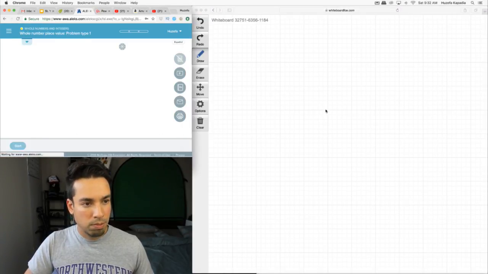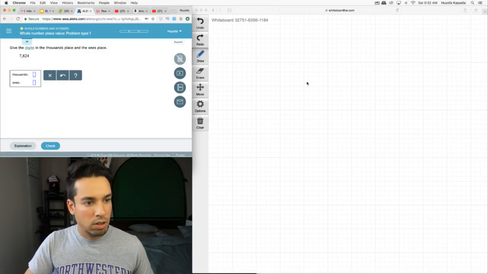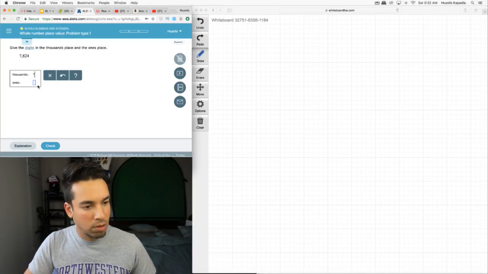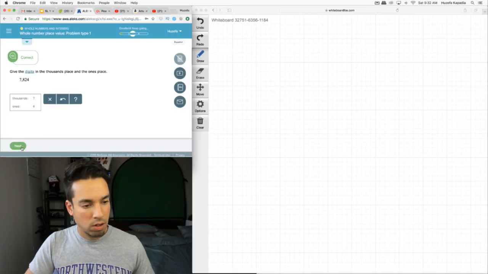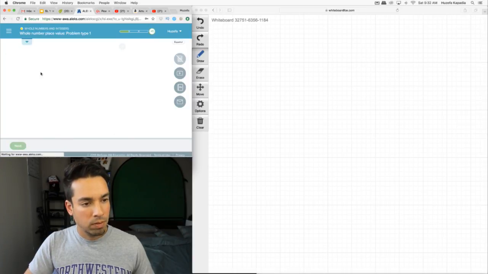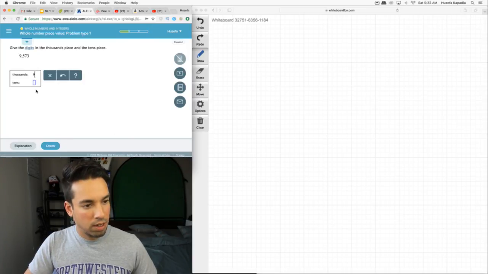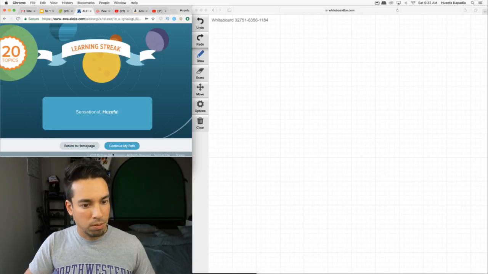Place value. All right, give the digits in the thousands place and the ones place. Thousands place is going to be right here, right? Ones place is here, then tens, hundreds, and thousands. So the thousands place is going to be 7. Ones place is going to be 4. Alright, and this one, same thing, 9, and the 10 spot is that 7. Boom.